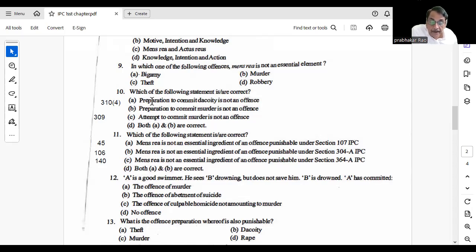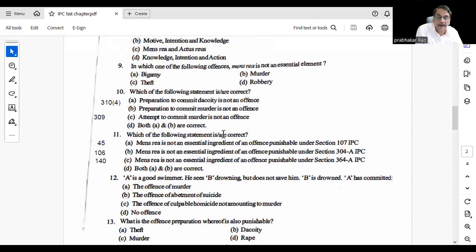Similarly, preparation to commit dacoity is an offense. It comes in section 304. Preparation to commit murder is not an offense. Yes, it is a right statement. That's why the answer is B. Because preparation to commit dacoity is not an offense is a wrong statement.